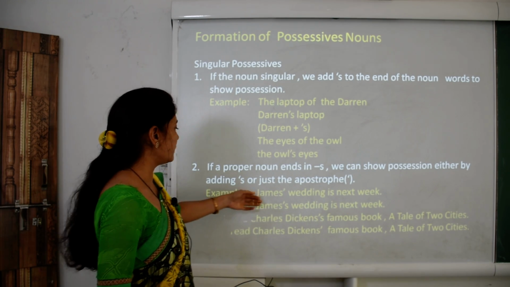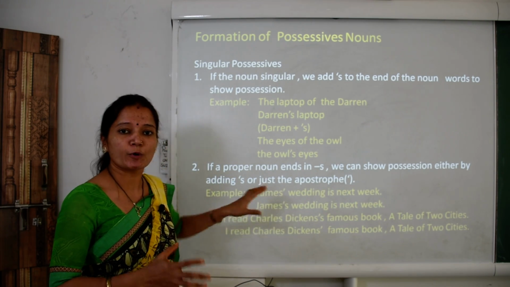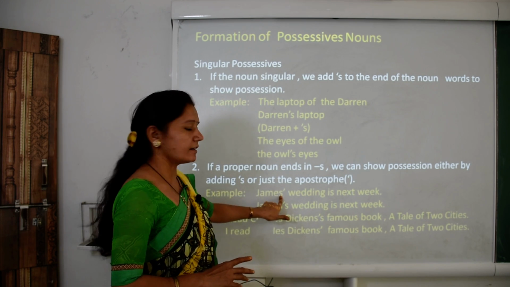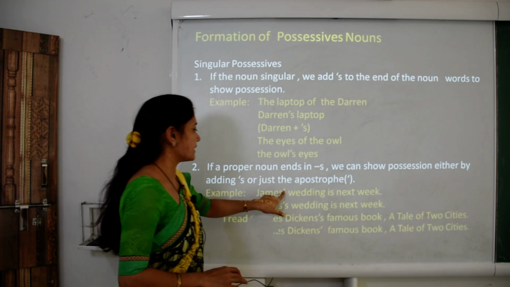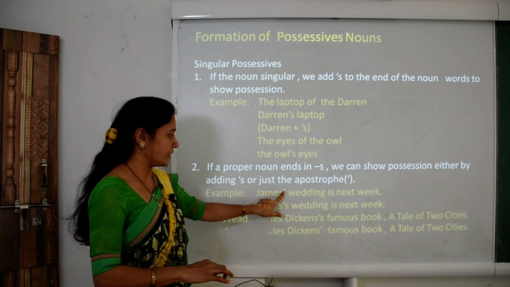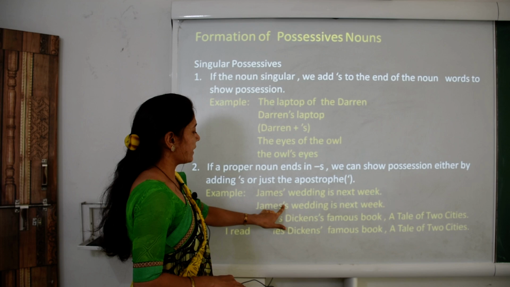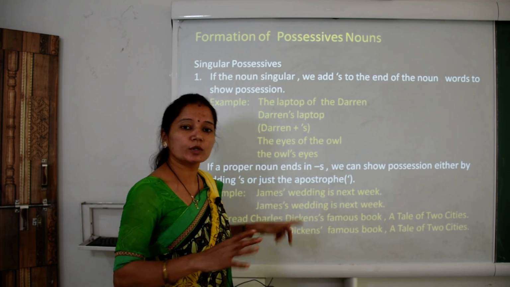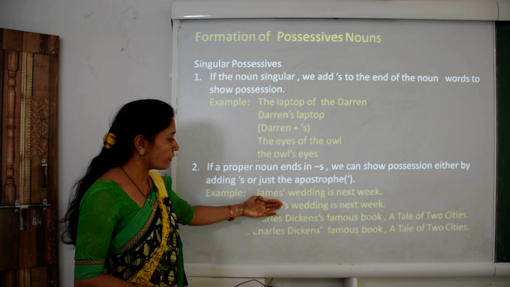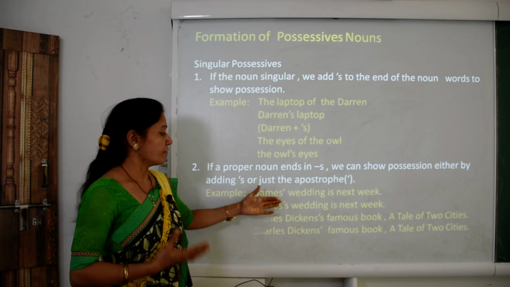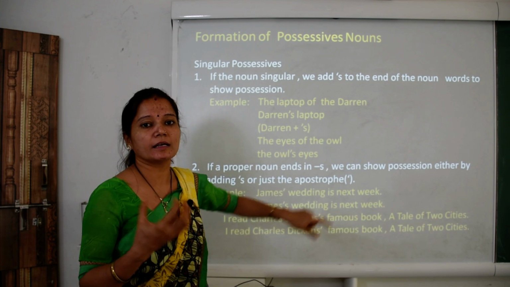Let's look at some examples. Jess' wedding is next week. As you can see here, students, Jess is a proper noun, and it ends in the letter s. So here we add only an apostrophe, or in the next sentence, Jess's wedding is next week, I add apostrophe s with it. So both ways we can use this when the proper noun ends in the letter s. Remember that in your mind, students.